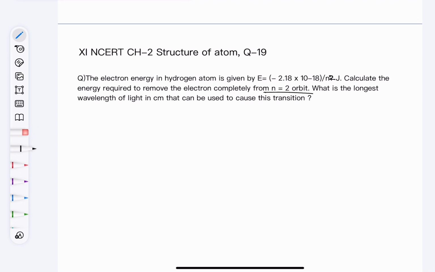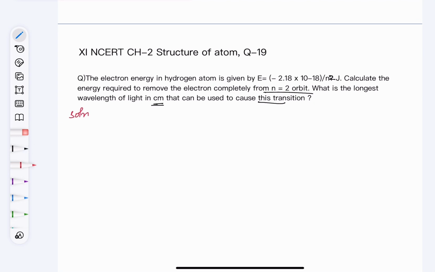And then they are asking you what is the longest wavelength of light which is used to cause this transition, that too in centimeters. Okay, so there are two parts which we need to calculate in this question. Fine, so let us try to solve this.